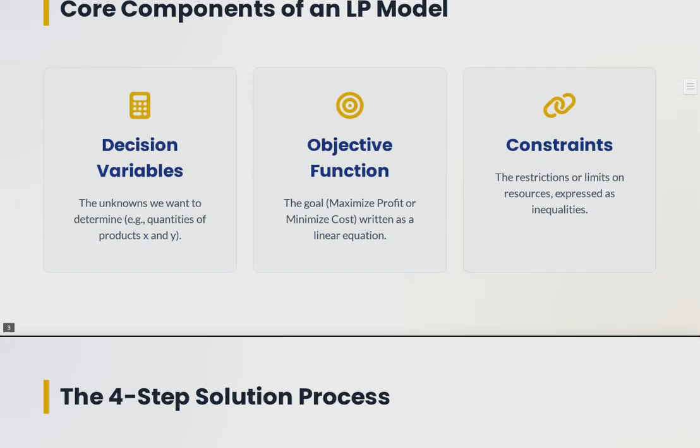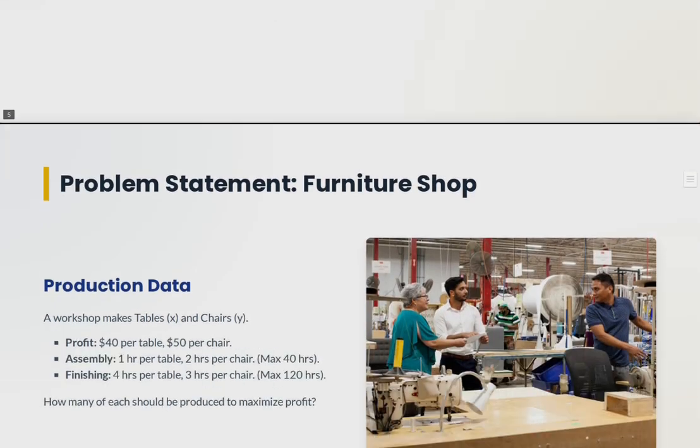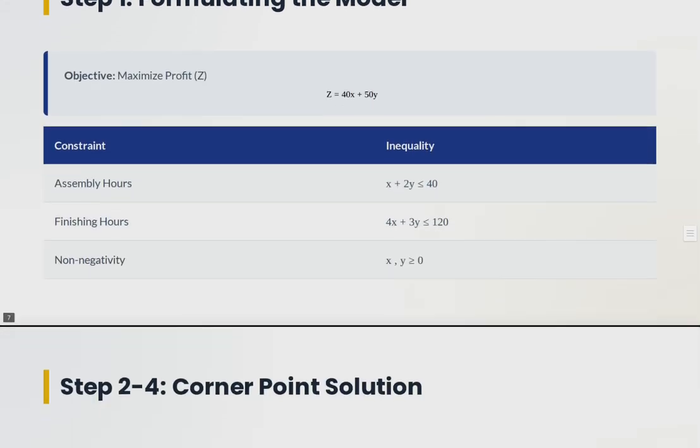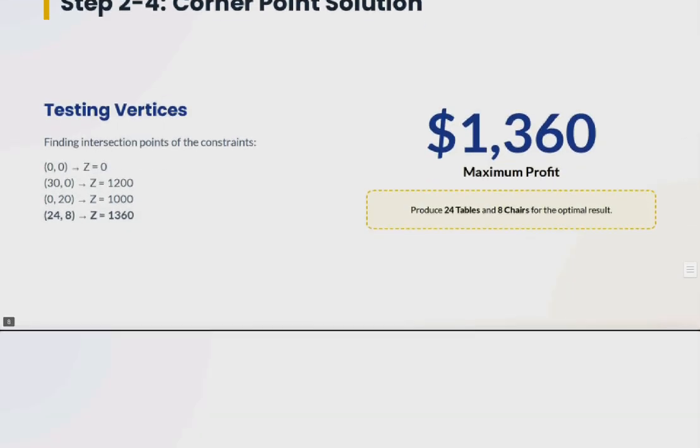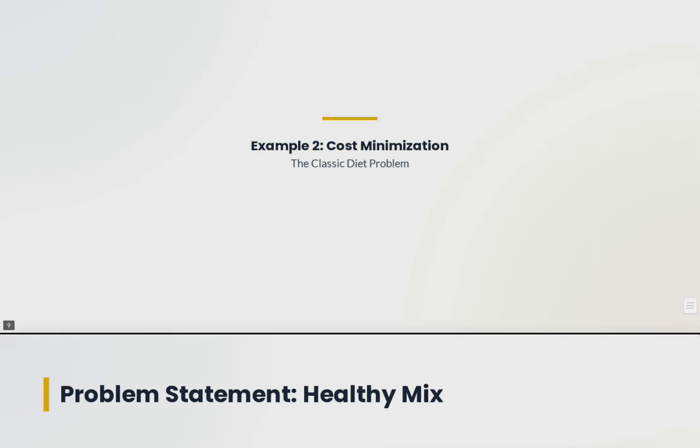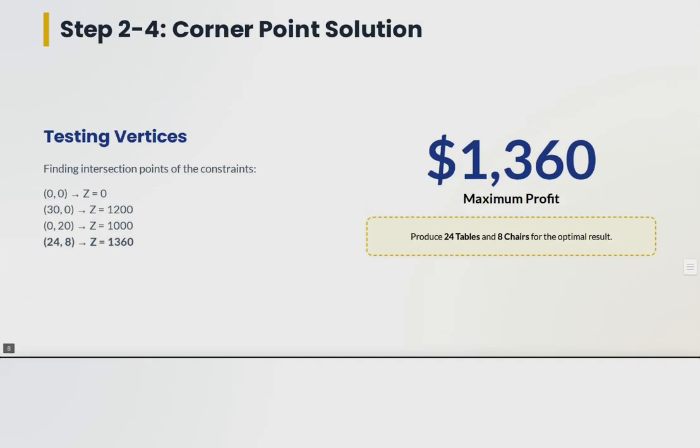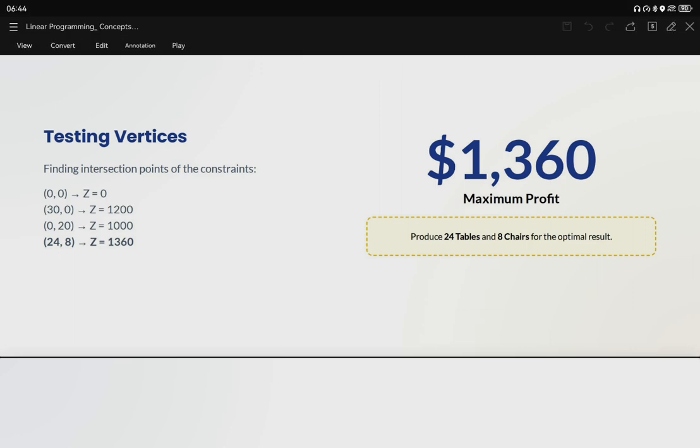Our question was to maximize the profit. The point 24 and 8 gives the maximum profit, that is, produce 24 tables and 8 chairs. So for the optimal results, we need to produce 24 tables and 8 chairs. Thank you.